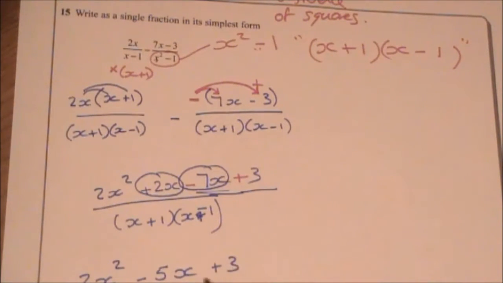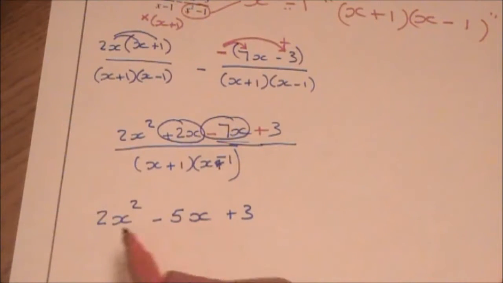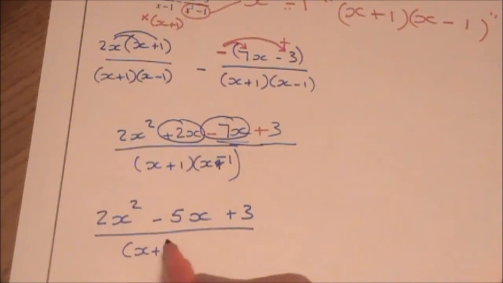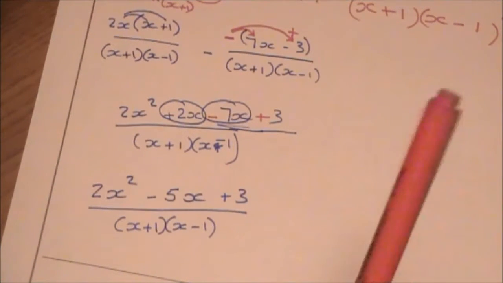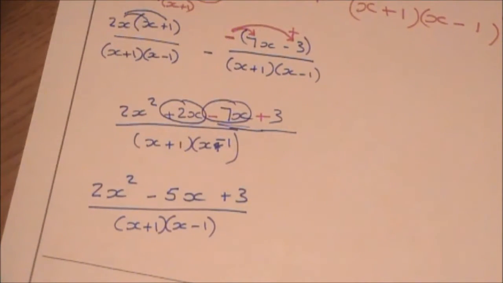And then I've got my plus 3 on the end that can't go with anything else. And that's all over my x plus 1, my x minus 1. Now I'm nearly done with this question. That's the hardest part in my opinion. I just need to now be able to cancel it down to its simplest form.